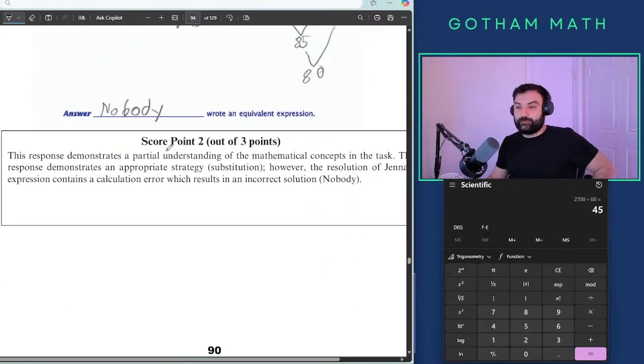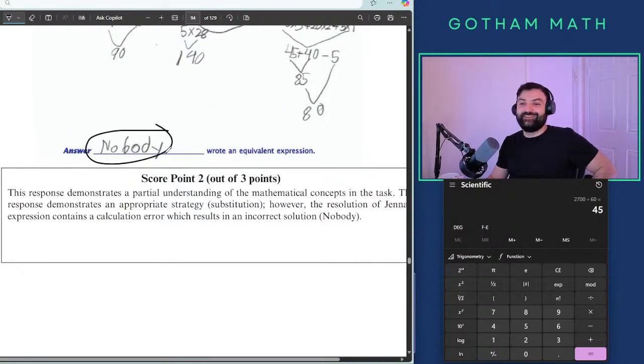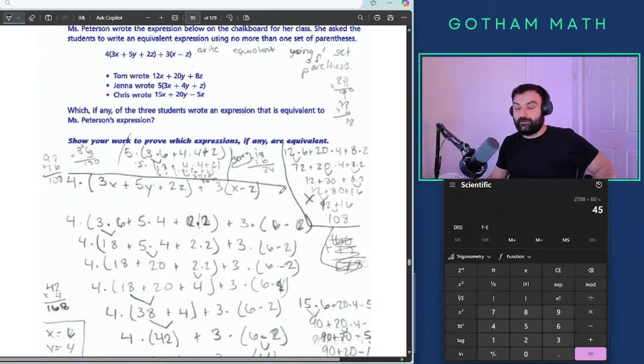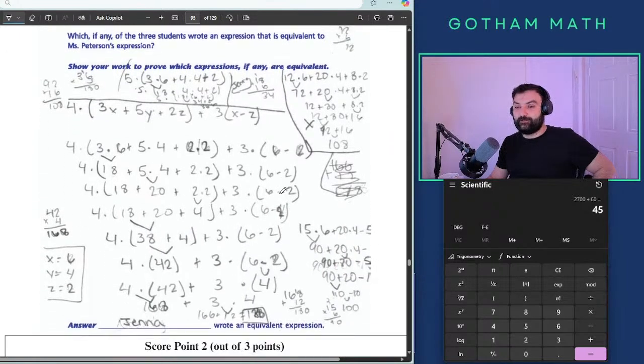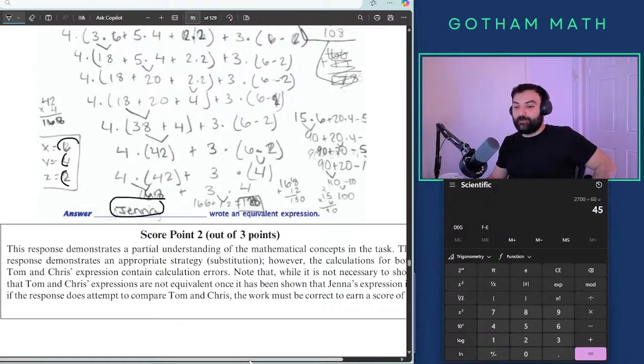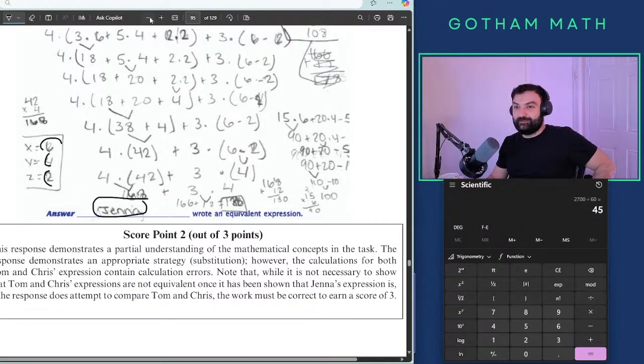So 2 out of 3. So you probably made some minor calculation errors. Oh my god, it's a lot of math. The answer is right though. 2 out of 3? Wow, I didn't even want to go through it. Why is that 2 out of 3? I don't know. Plugged in 6, 4, and 2. Okay, that's a lot. Probably some calculation errors.